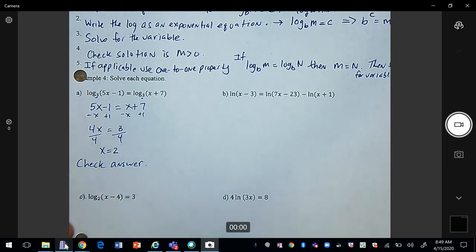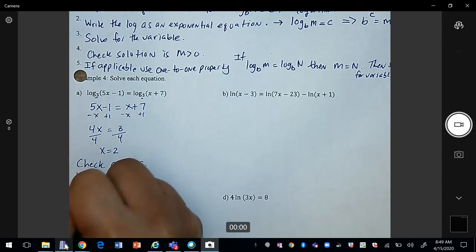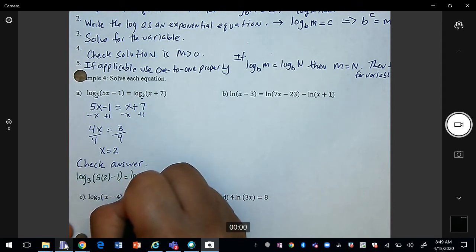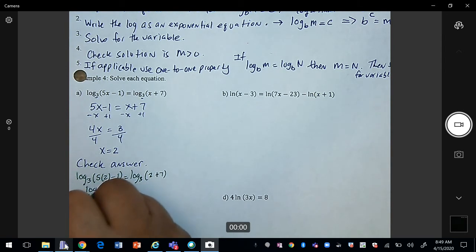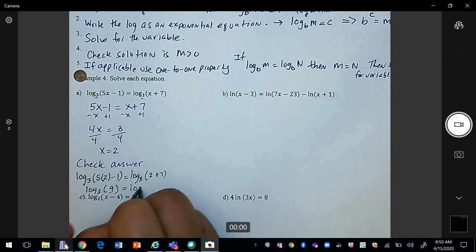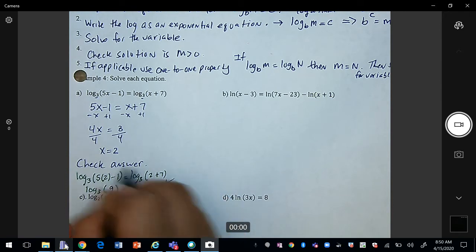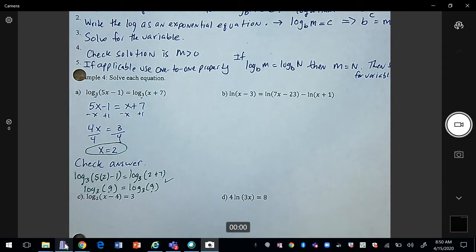Okay, so if I check my answer, I'm going to have log base 3 of 5 times 2 minus 1 is equal to log base 3 of 2 plus 7. 5 times 2 is 10 minus 1 is 9. Notice that the 9 is positive, so we're good there. And 2 plus 7 is 9. So here again, we get it to be positive. So that means that x equals 2 is the solution. Okay, let's look at the next example.